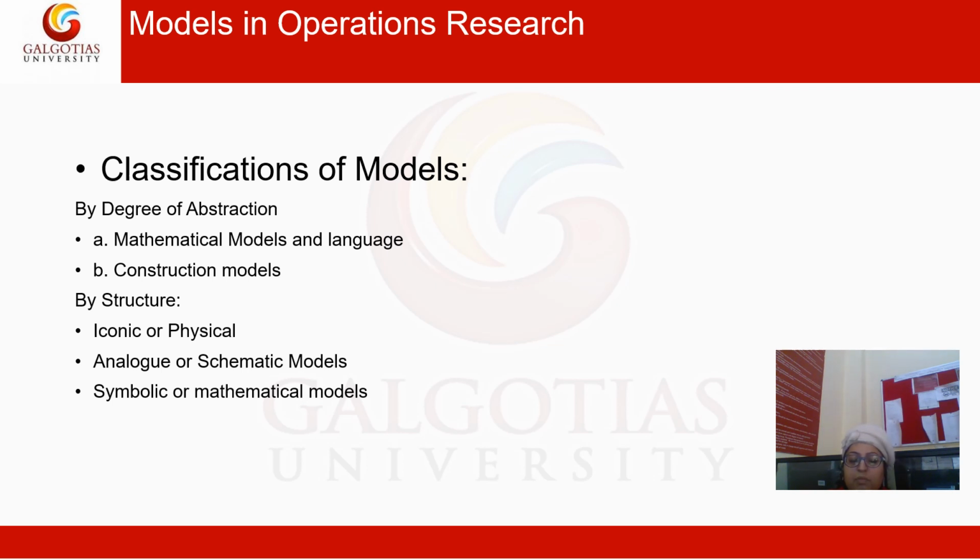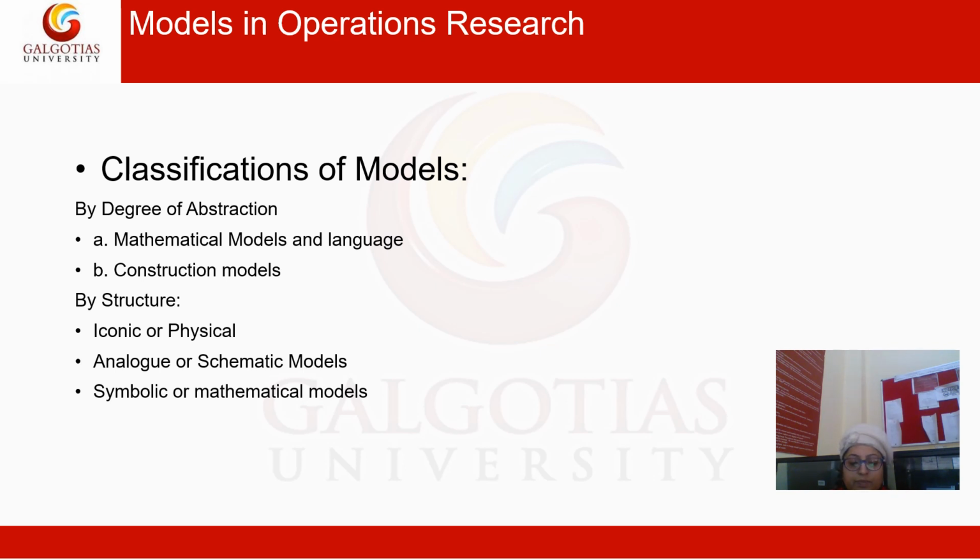The next is by the structure. It is iconic and physical models, which are physical representations of the real situation but at different scales, such as a map or a model of a car. The next is the analogue model, which represents dynamic situations. For example, the various types of graphs which represent the organizational chart and the growth of the sales trend.